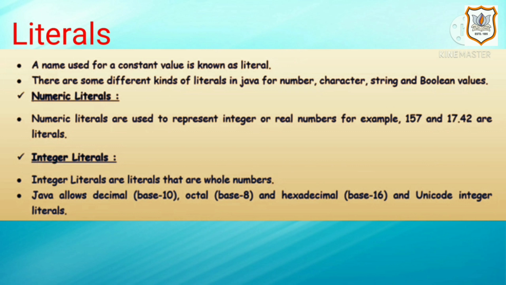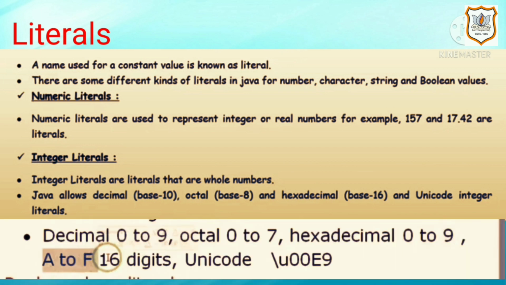There are some different kinds of literals in Java for number, character, string, and boolean values. First one is the numeric literal. Numeric literals are used to represent integer or real numbers. For example, 157 and 17.42 are literals. What is an integer literal? Integer literals are literals that are whole numbers. Java allows decimal (base 10), octal (base 8), hexadecimal (base 16), and Unicode integer literals.